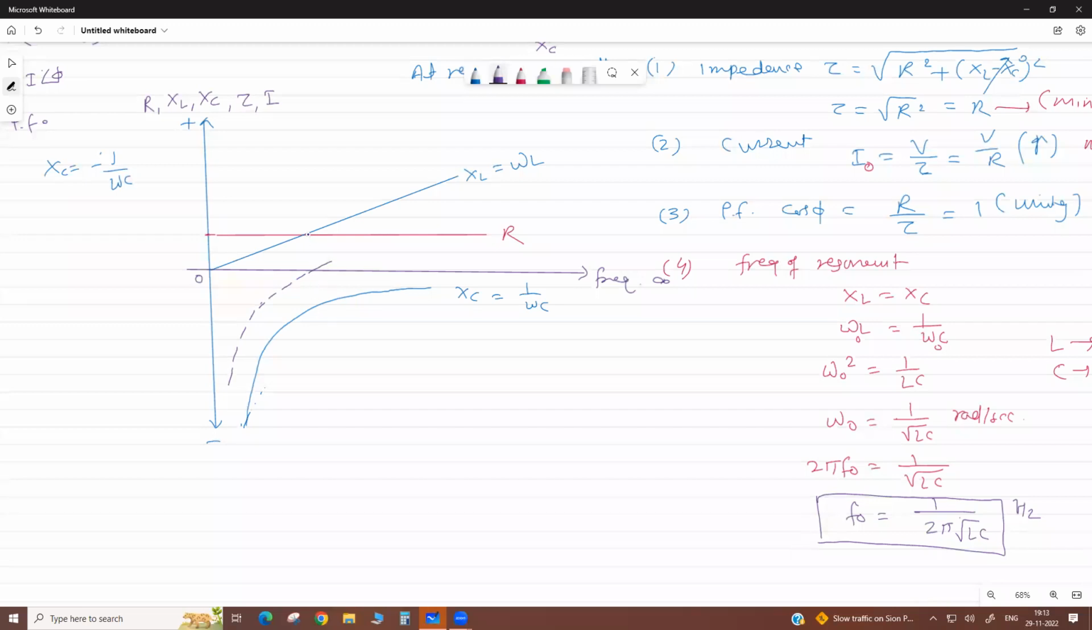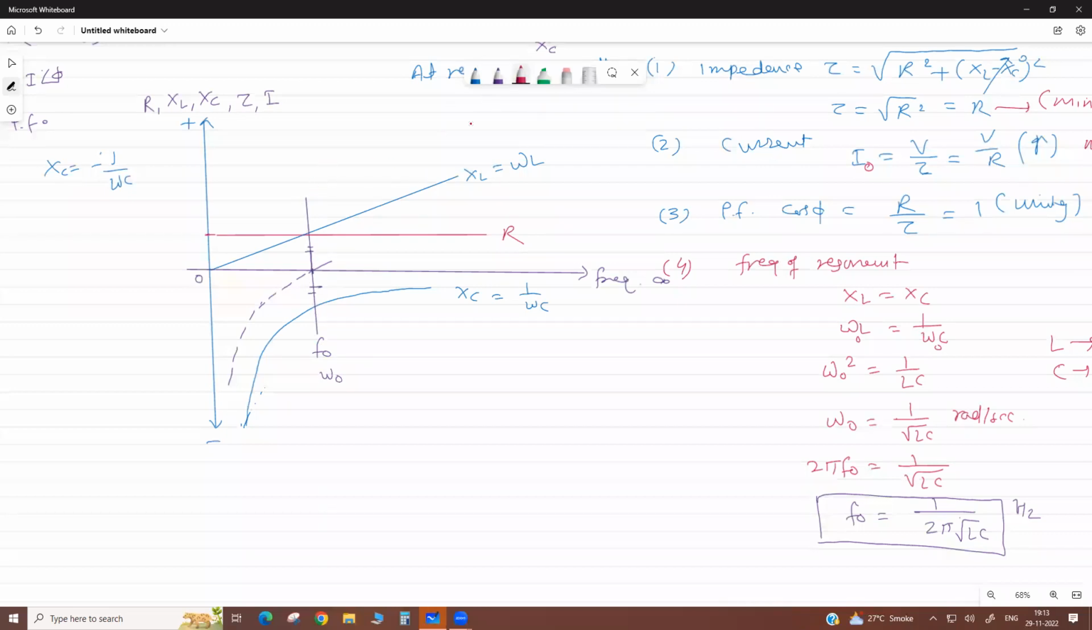So here, at this particular frequency, this point, this part and this height are equal, meaning inductive reactance equals capacitive reactance. It is at F naught or omega naught. Because this axis is your frequency, they become equal, and here the net reactance is 0.